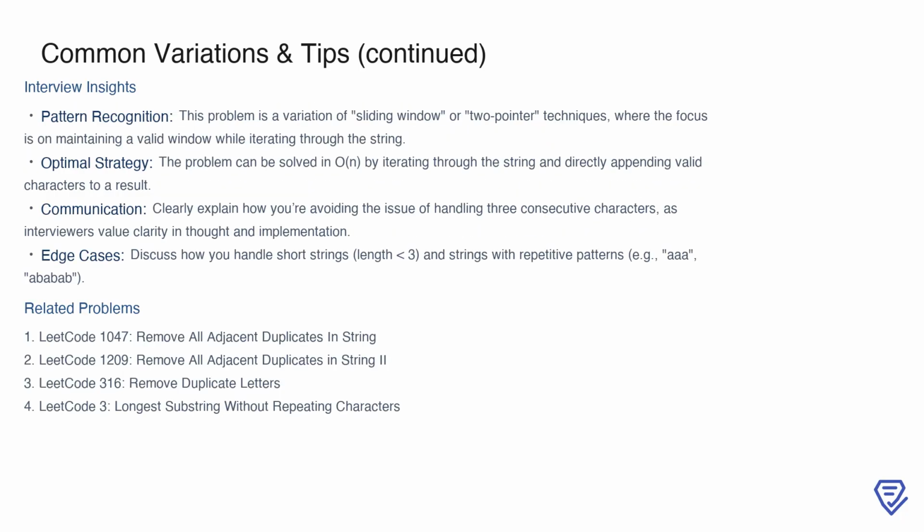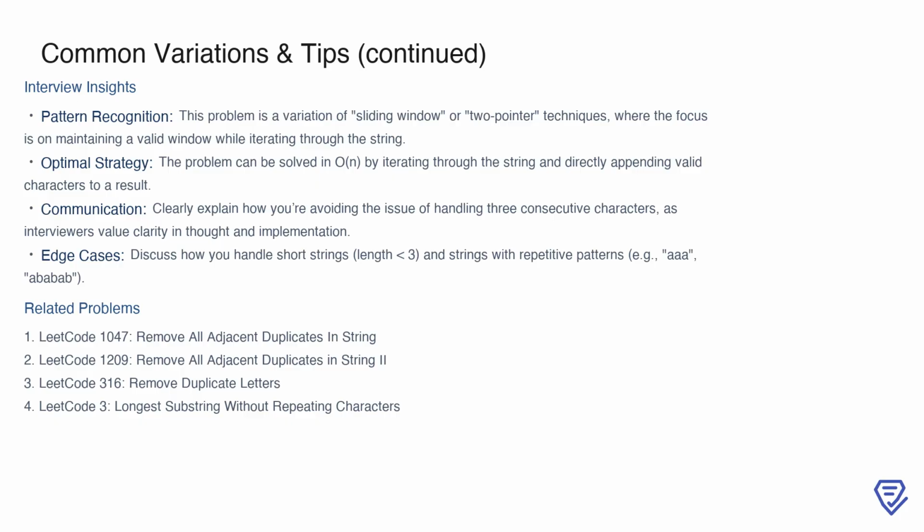To boost your performance in interviews, it's helpful to recognize that this problem is a variation of sliding window or two-pointer techniques. The key is to maintain a valid window as you iterate through the string. An optimal solution involves iterating over the string in one pass, appending valid characters directly to a result variable, which ensures O(n) time complexity. During interviews, it's important to clearly explain how you avoid 3 consecutive identical characters in your implementation. This clarity demonstrates your understanding of the problem and the reasoning behind your approach.